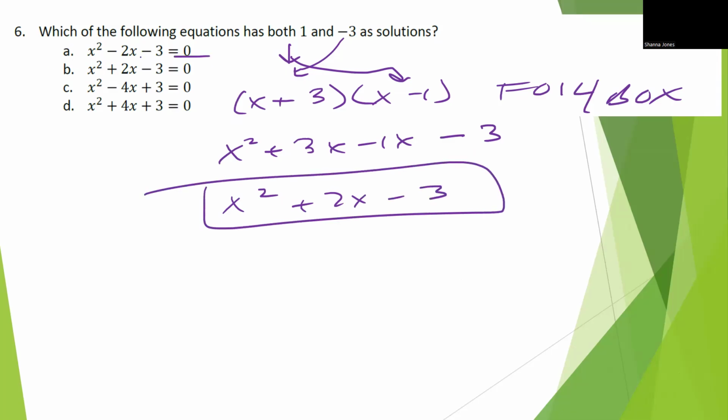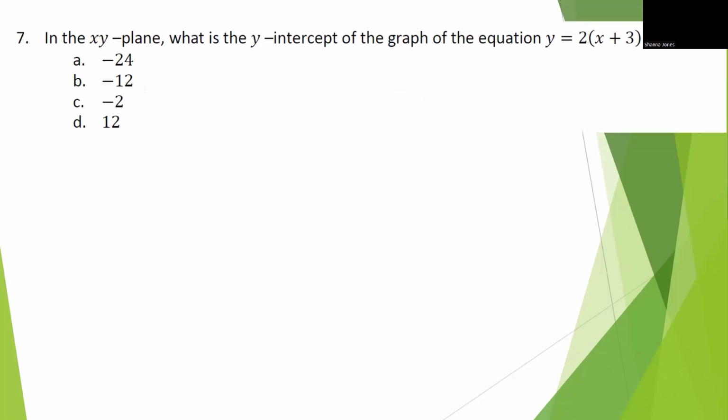So why did we all get this right? I did it. Okay. All right. 7, what'd you get? We got an A. Okay.